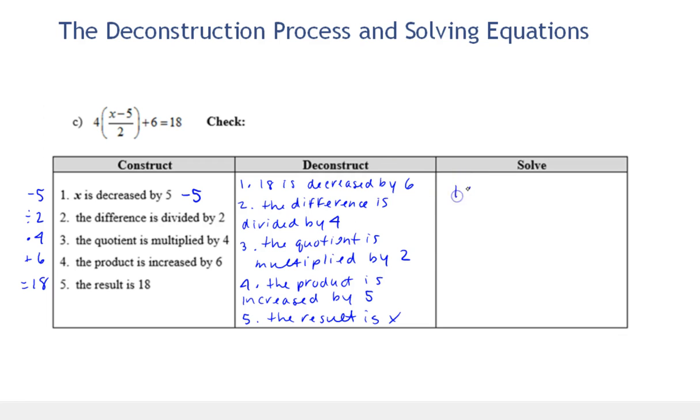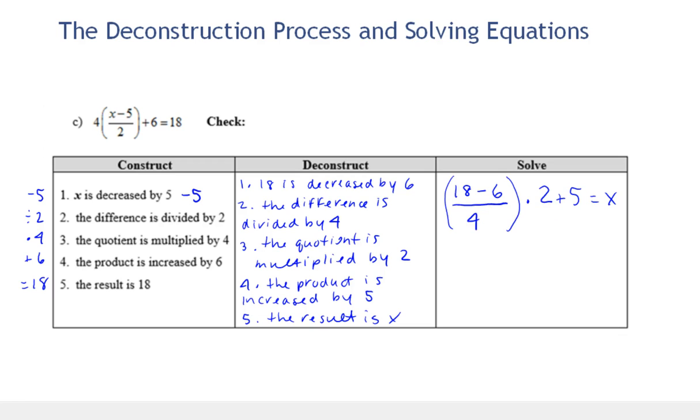So 18 is decreased by 6, so 18 minus 6. The difference is divided by 4, so I'm going to divide that difference by 4. The quotient is multiplied by 2, so I'm going to take this whole quotient, multiply it by 2. The product is increased by 5, so this is our product. I'm going to increase it by 5, and the result is x. So that wasn't too bad. Okay. Typically, if we were going to multiply an expression like this by 2, we'd put the 2 out front, but that's okay. This is the structure, so we're going to keep it like this.